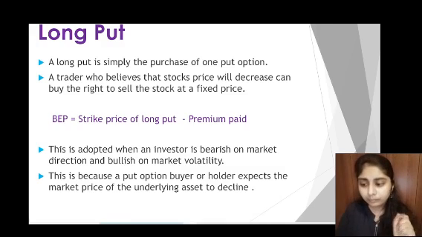This is adopted when an investor is bearish on the market direction and bullish on market volatility. Here, the investor is bearish on the market direction because he wants the prices to go down, and is bullish on market volatility. This is because a put option buyer or holder expects the market price of the underlying asset to decline. So let's understand this with the help of an example.